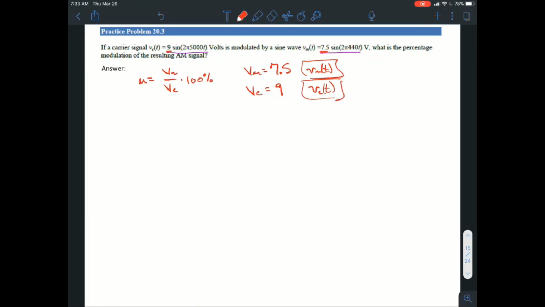And then we just set the equation up. 7.5 divided by 9 times 100% equals m. Bust out the calculator, and we end up with m equals 0.833 times 100% equals 83.3%. So, at this point, I'm going to stop this video, and we will pick it up again, and we're going to start addressing AM, amplitude modulation, in the frequency domain.